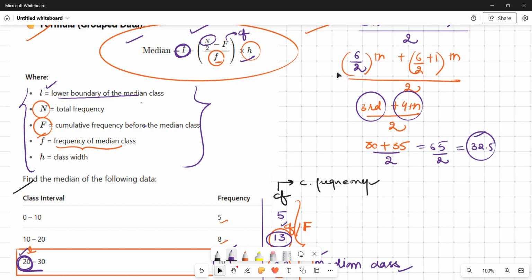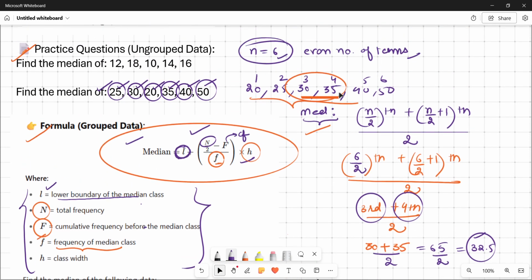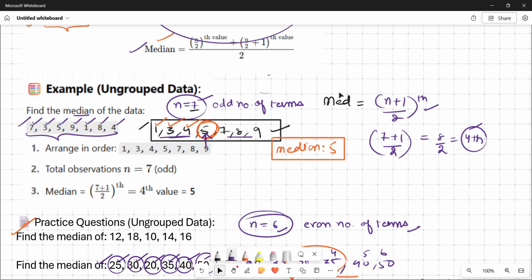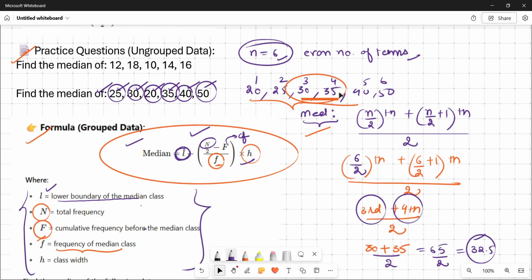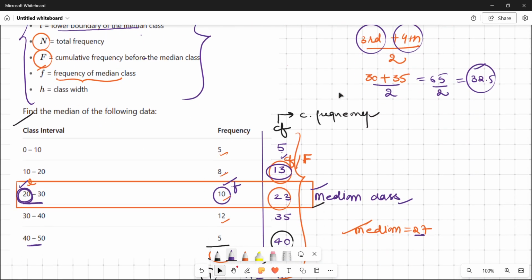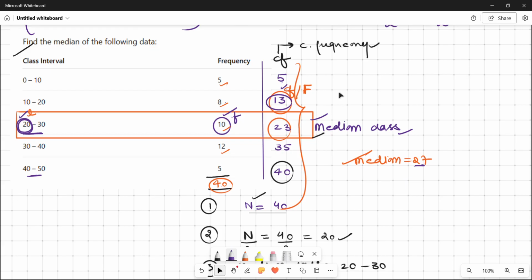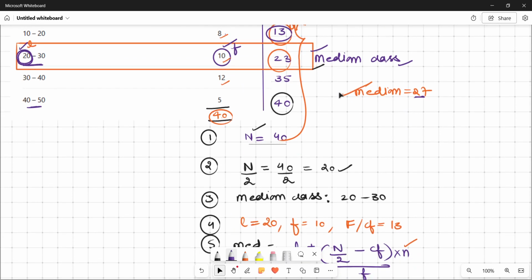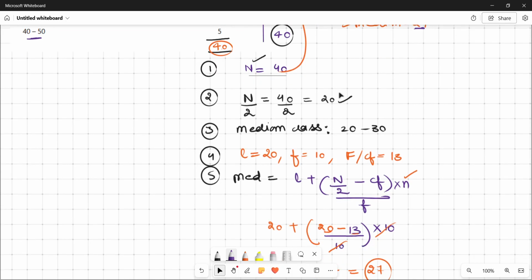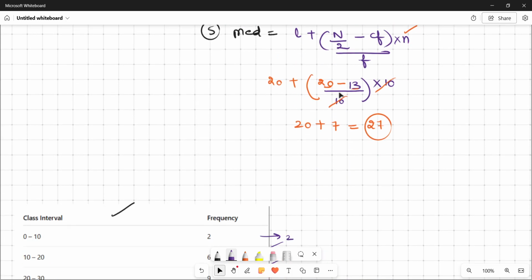I think now you have a very clear idea of what the median is and how to find the median of grouped data and ungrouped data. In the further lecture we will be solving some more questions related to median and the missing frequency question. I think that is the most important part related to median questions.